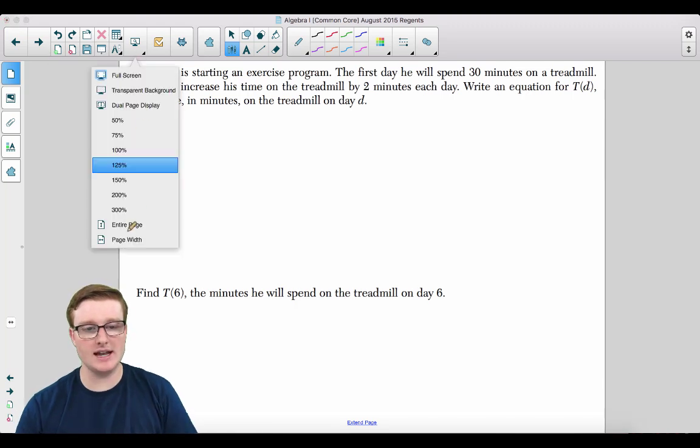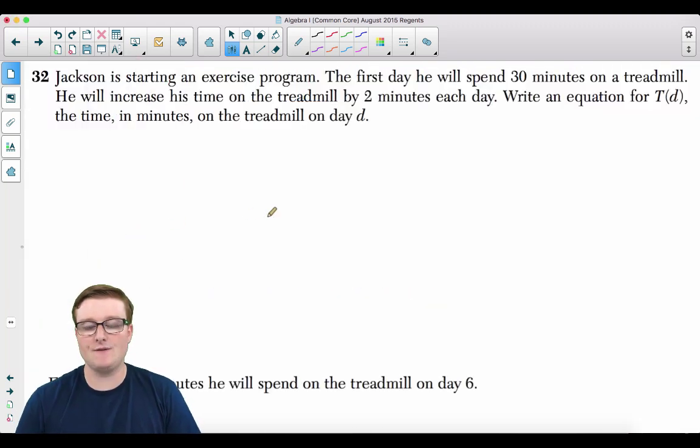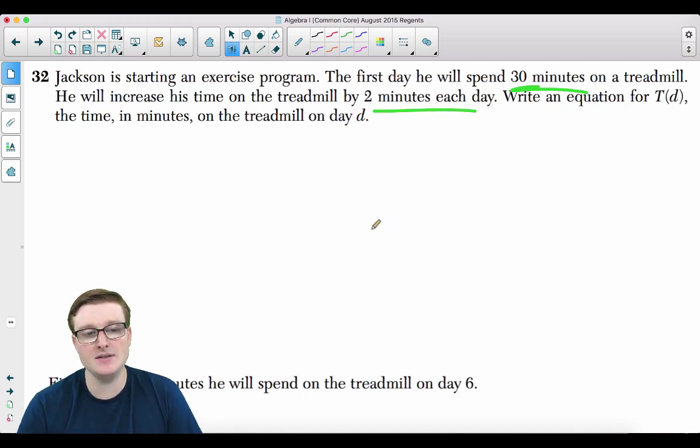Jackson is starting an exercise program. The first day, he will spend 30 minutes on a treadmill. He will then increase time on the treadmill by 2 minutes each day. Write an equation for t of d, the time in minutes on a treadmill on day d. So what you need to write down is t of d is equal to this.